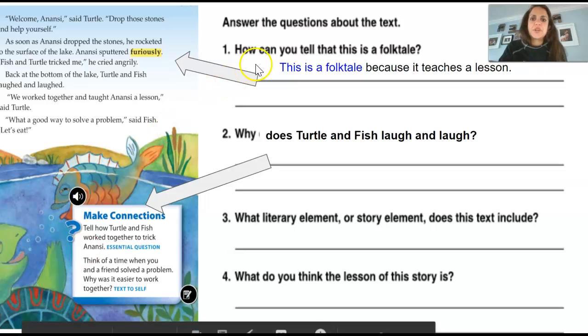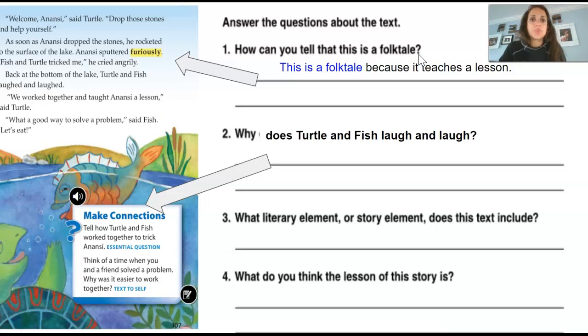So we had this first question, how can you tell that this is a folktale? And as a third grader, I always restate my question in my answer. This is a folktale. That's in blue. See, I got these words from my question. And thinking about grammar, I know that this is my subject, the beginning of my sentence. Now I need to answer it: because it teaches a lesson.